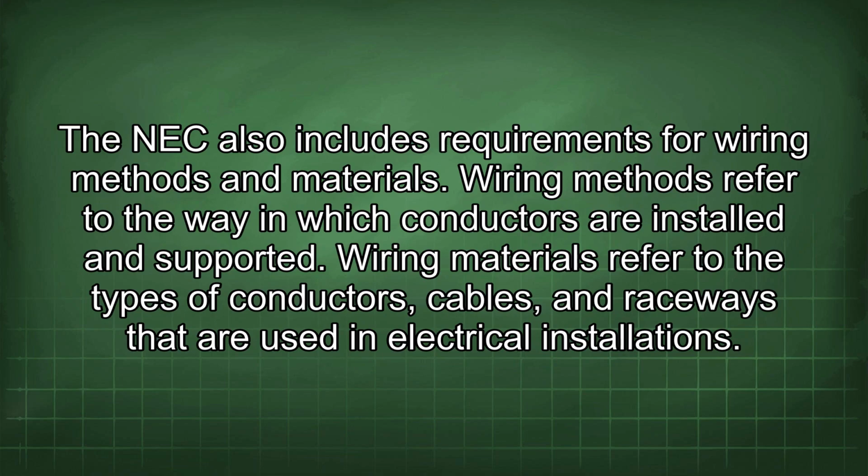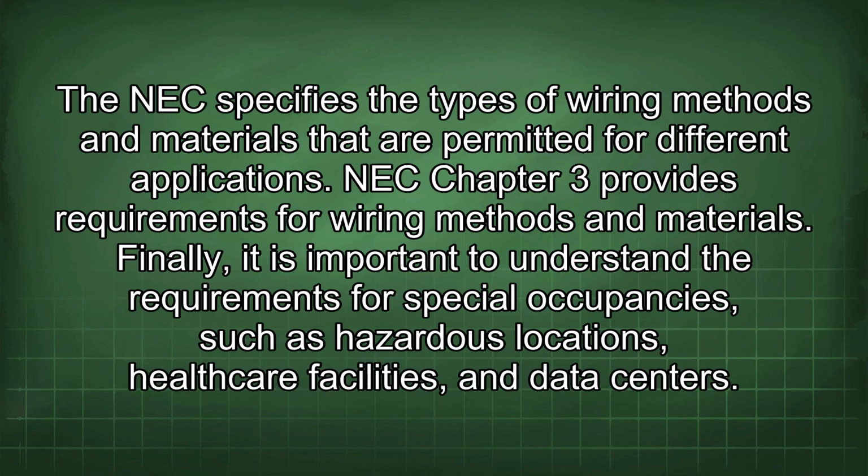The NEC also includes requirements for wiring methods and materials. Wiring methods refer to the way in which conductors are installed and supported. Wiring materials refer to the types of conductors, cables, and raceways that are used in electrical installations. The NEC specifies the types of wiring methods and materials that are permitted for different applications. NEC Chapter 3 provides requirements for wiring methods and materials.